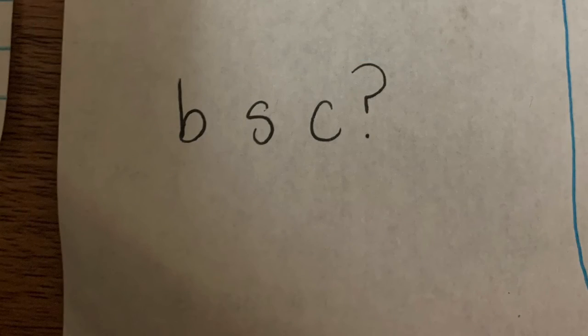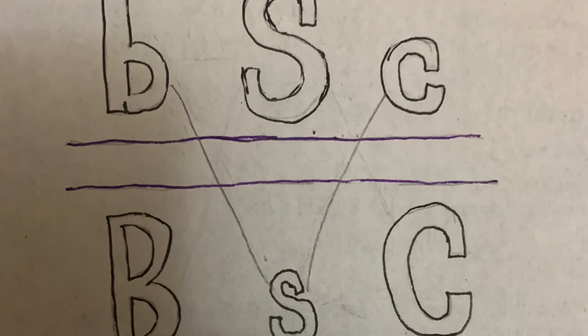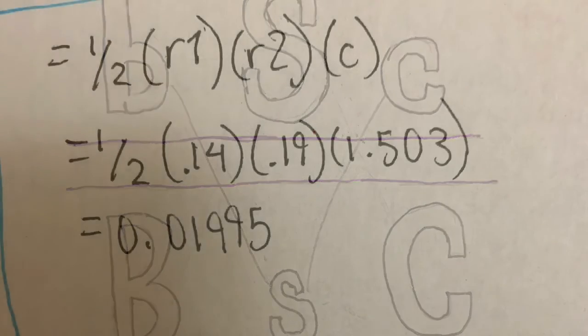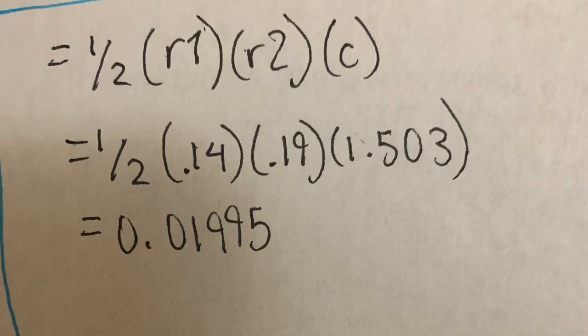If I wanted to find the probability of little b, little s, little c, once I see that results from a DCO event, I'd multiply the recombination frequencies of region 1 and 2 and the coefficient of coincidence. But to finish it off, I'd multiply it by 1/2.